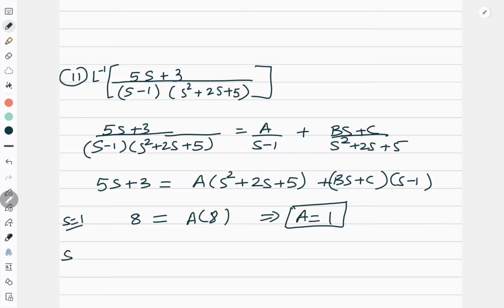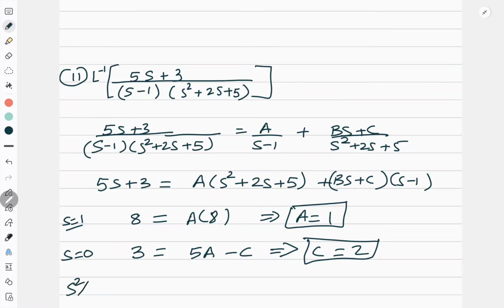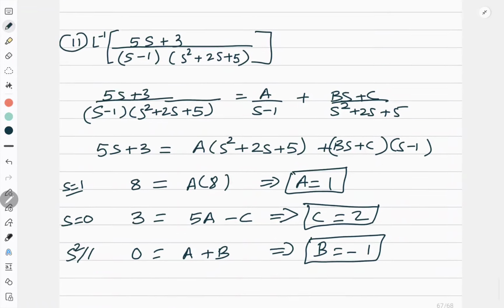Correct? Now, put s = 0. So, 3 = 5A − C, which implies, since A = 1, C will become 2. Correct? Then you compare the coefficient of s². So, 0 = A + B. Since A is 1, B is equal to −1. Okay. So, I got this value as well.